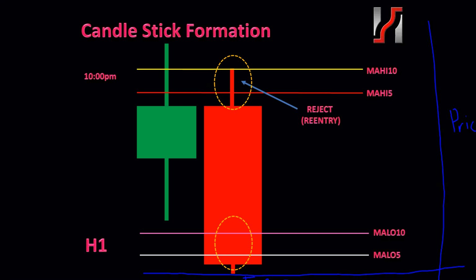Okay, so I just noticed that there's a discrepancy here. It's my mistake that the pink color one is smaller 5 and the white color one is smaller 10. Forgive me for that. Basically this is a rejection, and when the price rejects a sell indicator, this means that this is a sell entry or a re-entry. And when the price breaks the buy indicator, then this is a candlestick direction. It tells you that it's going to continue to sell.